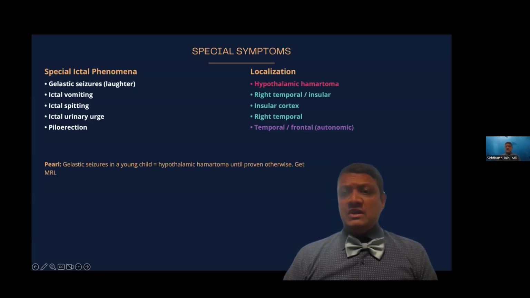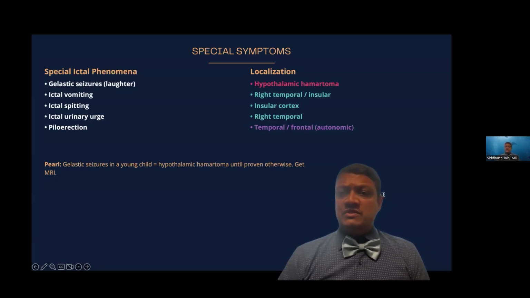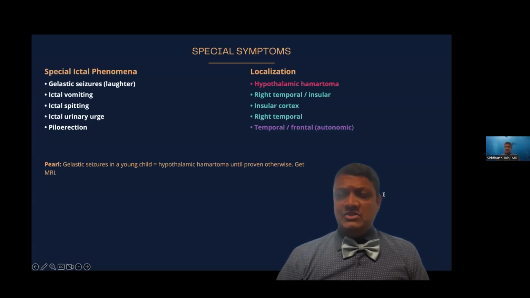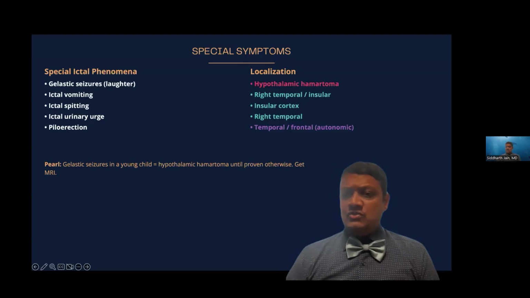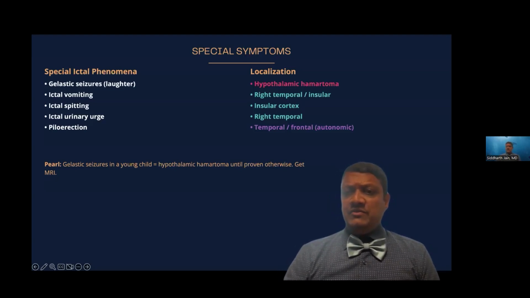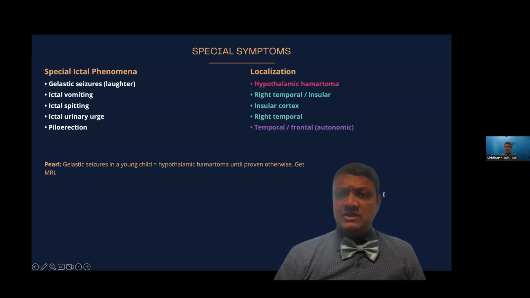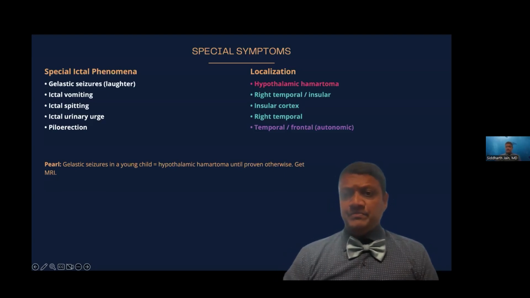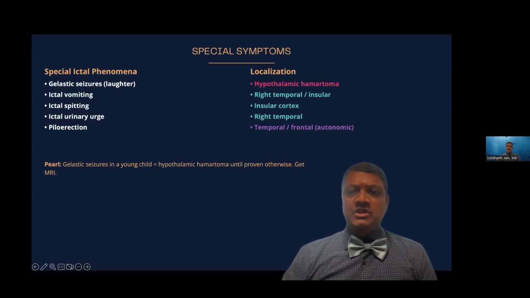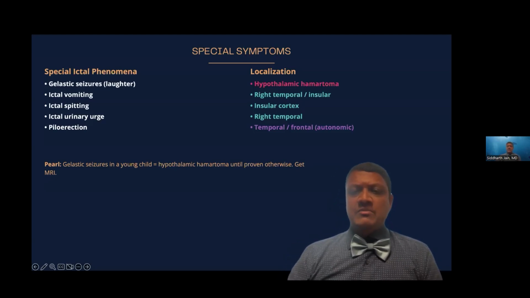In young children, gelastic seizures are associated with a very specific diagnosis called the hypothalamic hamartoma, and hence, getting an MRI to evaluate for this tends to be one of the first steps in diagnosis for these symptoms. The other is ictal vomiting, which is vomiting that occurs as a part of the seizure itself, not post-ictal nausea. Post-ictal nausea is common with various seizure types and can happen after secondary or primary generalized seizures.